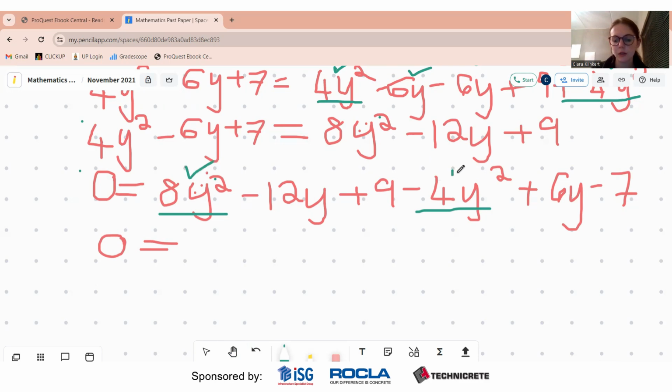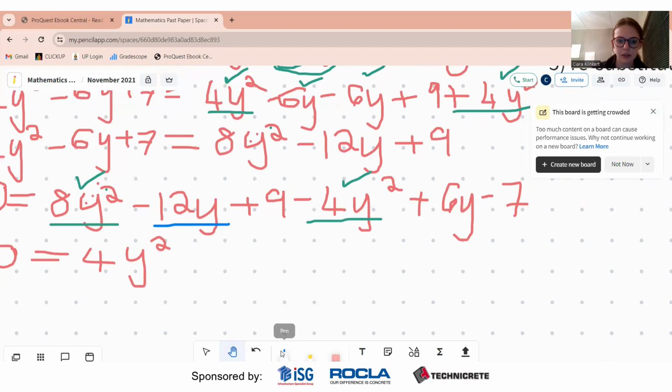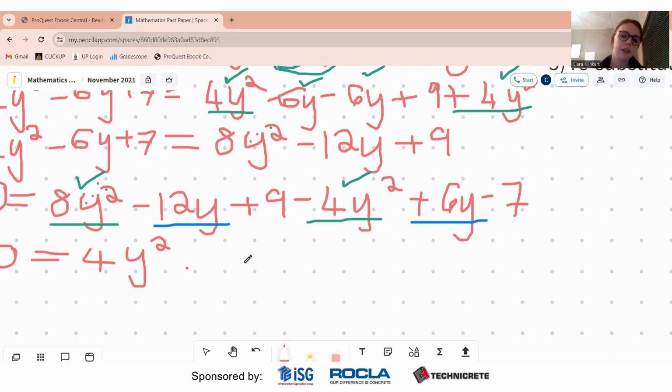Okay, 8y squared minus 4y squared gives me 4y squared. So I'm taking care of those two terms. Then I've got 12y. The matching pair here is the plus 6y. That's the only other term with simply a y, the coefficient multiplied by a y. Minus 12y plus 6y will give me minus 6y. And then, let me just tick off that I've taken care of those.